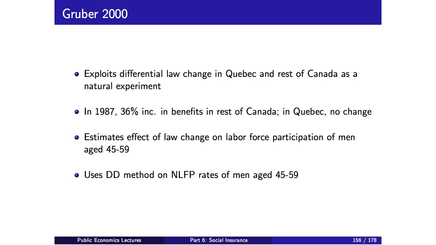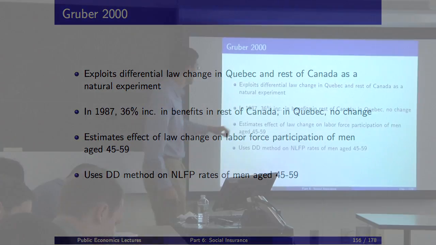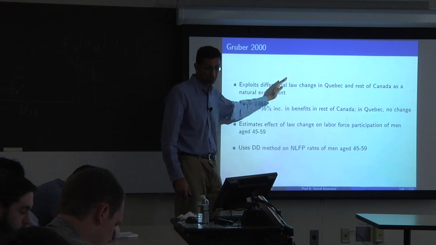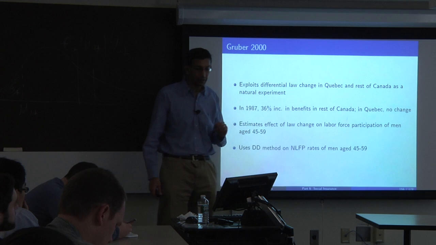First, I'll briefly talk about this study by Gruber in the JPE in 2000, which turns to Canada, where you can do the diff and diff, unlike the US. I'm going to be very brief here because this is just the standard diff and diff thing that we've talked about many times. So it turns out in Quebec and the rest of Canada, they have different DI provisions prior to 1987. In 1987, benefits were increased in the rest of Canada, kept relatively constant in Quebec.